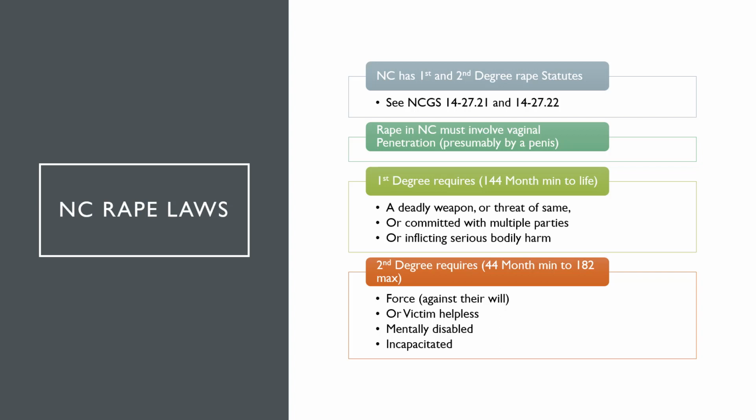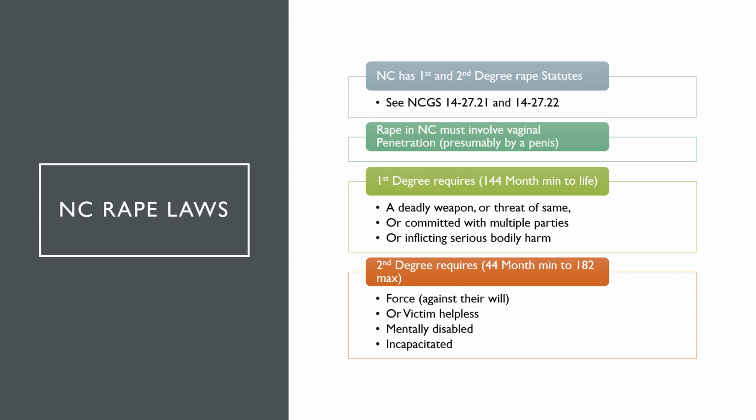Second-degree rape, which runs from 44 months to 182 months maximum. So, it runs from a little over 3.5 years up to 15. Again, you're going to have the vaginal penetration by force, or if the victim is helpless, so they're incapable. Let's suppose they were bedridden or physically unable, or if they were mentally disabled, or if they are physically incapacitated. Those would all be examples of second-degree rape in North Carolina.